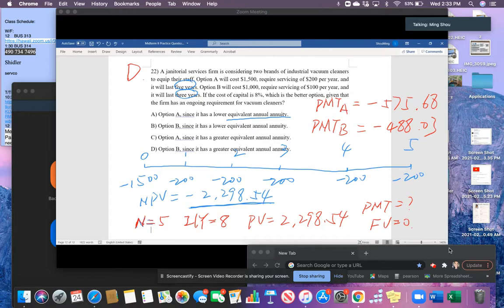Any questions? How did you get the NPV value again? Is it the formula? You can use the formula, or you can use the financial calculator to calculate the NPV for the cash flow of this one. Any other questions? Good.